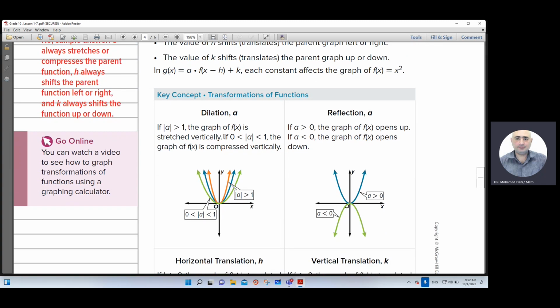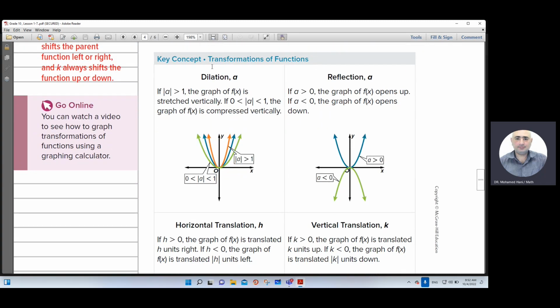Now I will start from here today. Transformation of functions. We want to talk about the dilation. You can write with me. Continue the same lesson. Write here: dilation. When you see or hear dilation, it means we have stretched or compressed. We have stretched vertically or horizontally, or compressed vertically or horizontally.